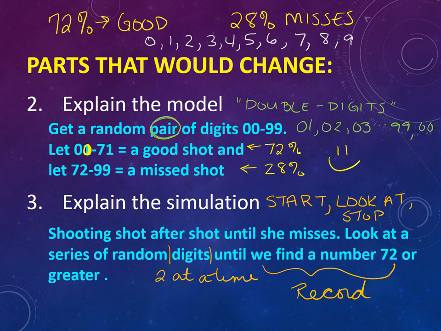So the only thing that really changed here was what your model was. You're still going to go until you have your first miss. In this case, the miss represents the numbers from 72 to 99. You're going to record that number, and then we run through with the rest of it.